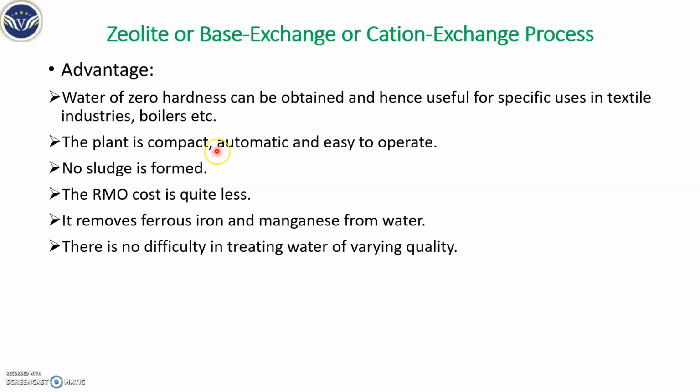The plant is compact, automated and easy to operate, and there is no sludge formation. The O&M, that is the operational and maintenance cost, is less. It removes ferrous iron and manganese which are present in water. And it is not difficult to treat water of varying quality.